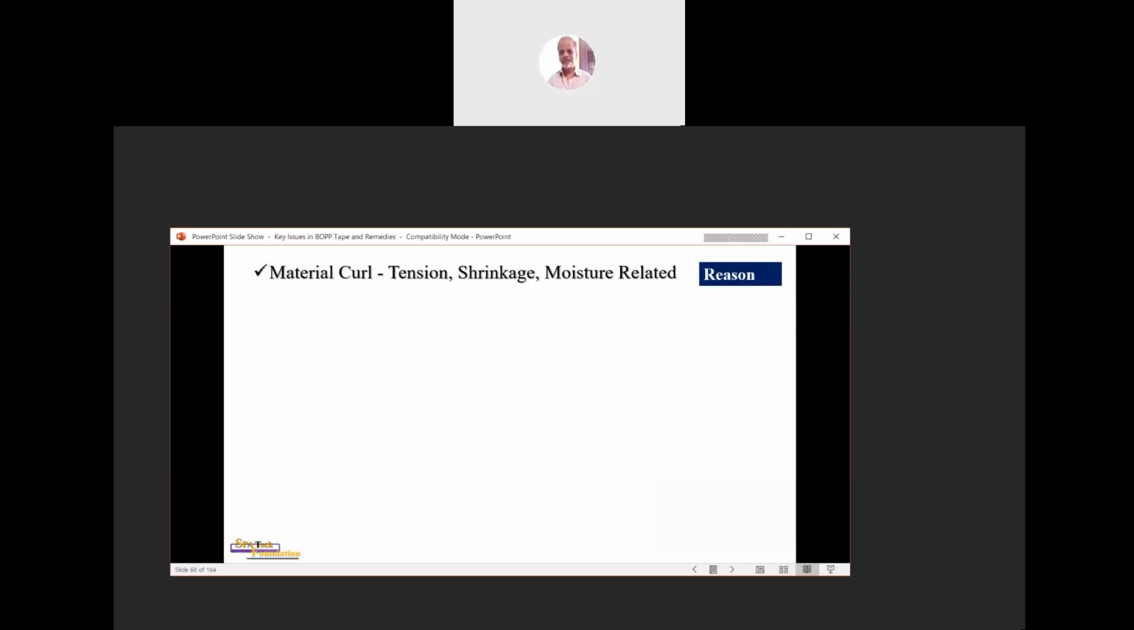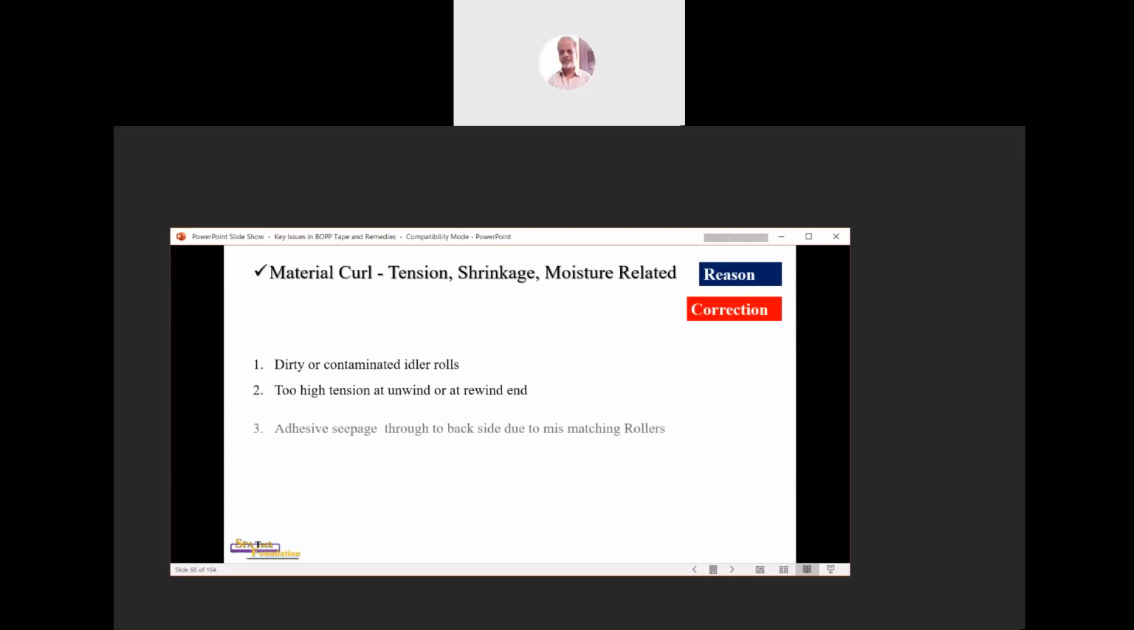Material curl is related to tension, shrinkage, and moisture related problems. Dirty or contaminated idler rolls, too high tension at unwind or at rewind end, adhesive seepage through the backside due to mismatching rollers. You are going to see a figure or a picture shortly.